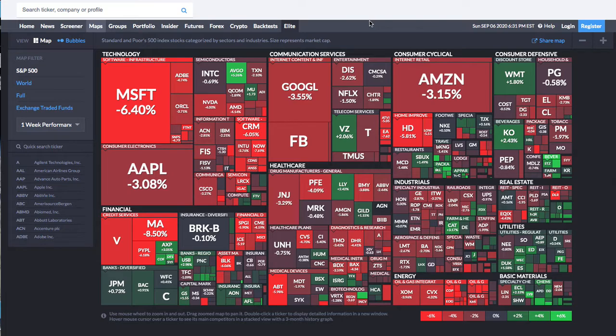Real quickly, I want to look at the heat map of the S&P 500 for the week. This is the 1 week, last week. Looking at that, you can see technology: Microsoft, NASDAQ, Salesforce.com, Google, Facebook. We did have the financials, Visa, MasterCard, PayPal. All contributed to the big drop in the indexes for the week.